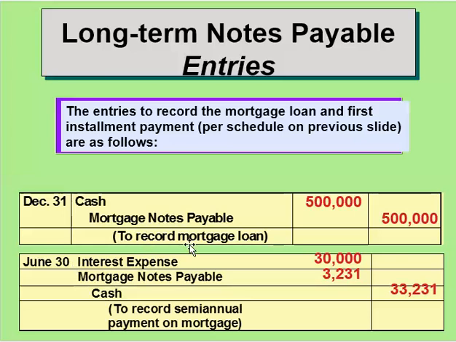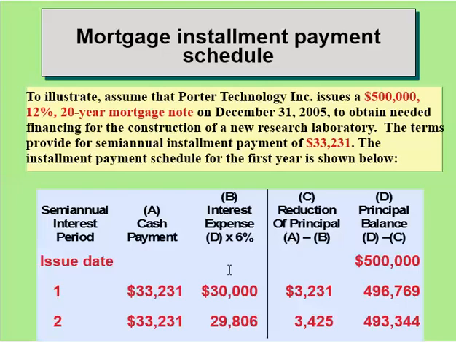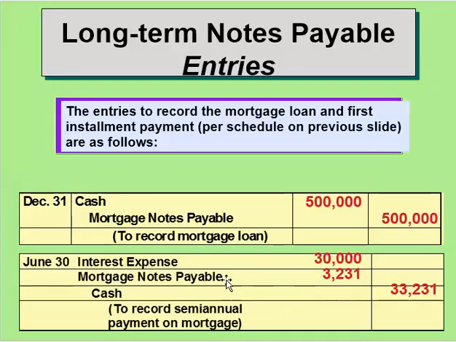And just real quickly, back to the accounting of notes payable. Very simple entry when we actually get the note. We debit cash for the amount, credit mortgage notes payable. And then that first interest payment, you can see the interest expense out of that $33,231 payment was $30,000. The principal reduction, the amount we reduced, was $3,231. So that will be a debit to mortgage notes payable and then a credit to cash.